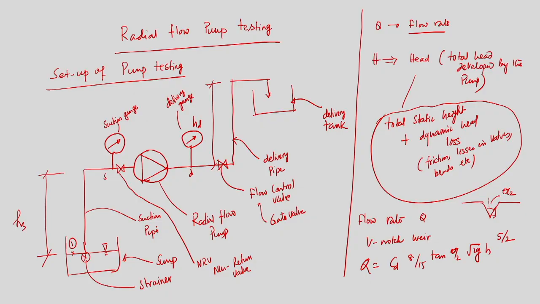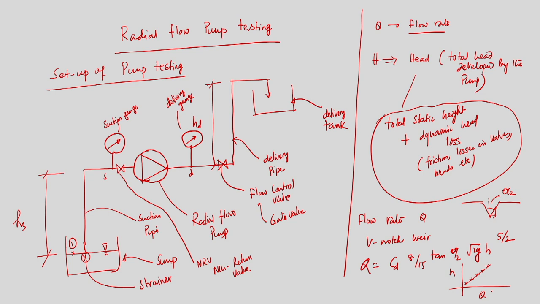So, from this I can obtain H versus Q for the particular pump. Also, I need not directly use this formula; sometimes the calibration chart is provided for the V notch, H versus Q. So if I know this is the H, I may obtain the corresponding Q, because only by measuring the height over the notch I can directly obtain the flow rate from the chart.